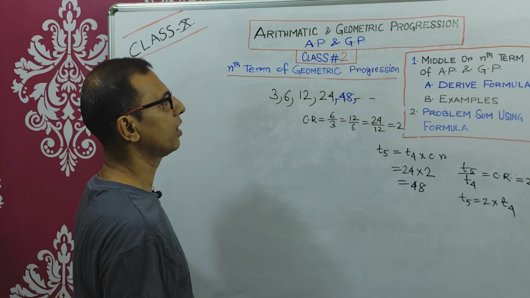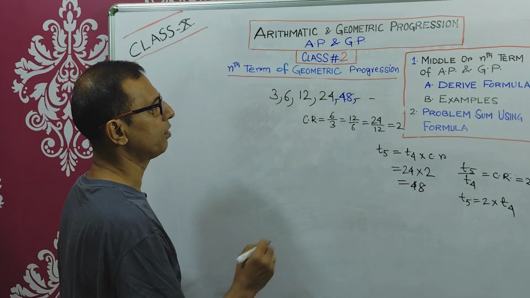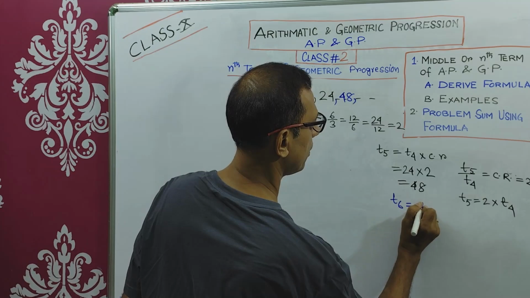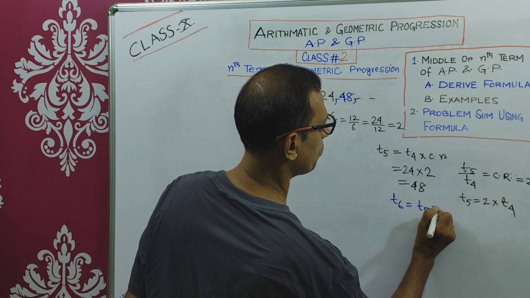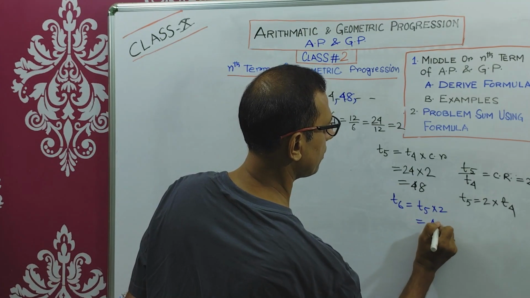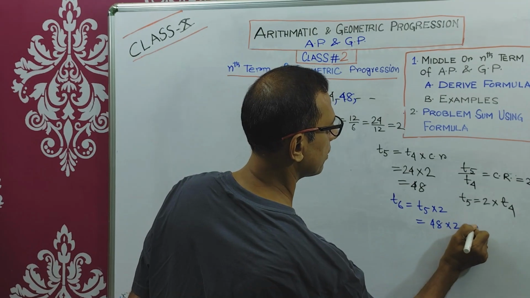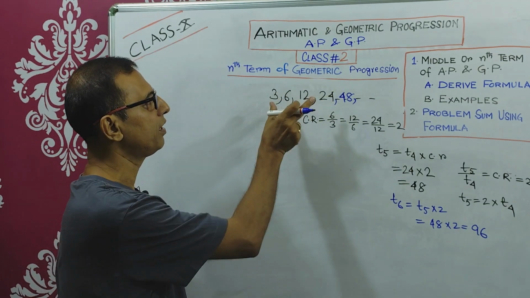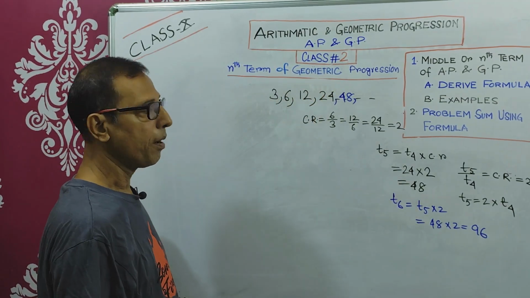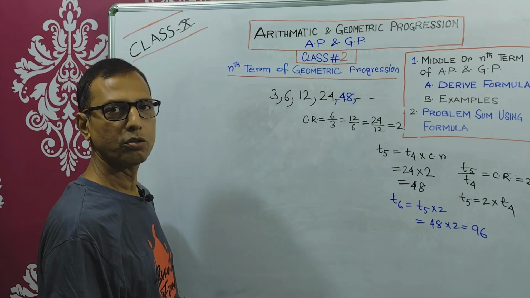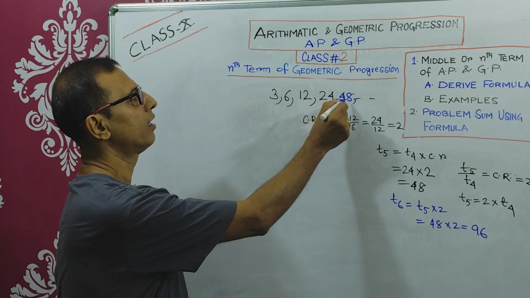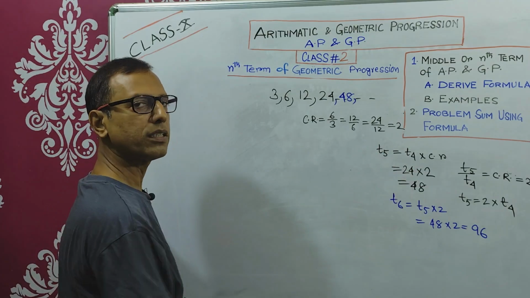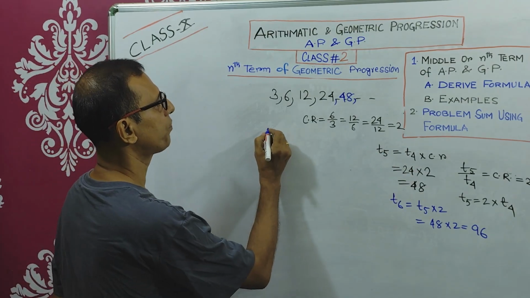If I ask you to find the sixth term, that also you can find, because you know the fifth term, right? So T6 will be T5 into 2, that equals 48 into 2 equals 96. But that you can do manually, for the first few terms, right? But if I ask you to find, let's say, the 10th term, will you do it like this? No. So there is a specific formula for that.